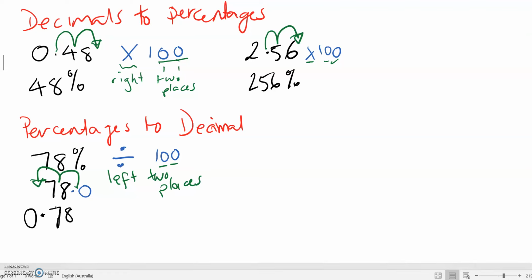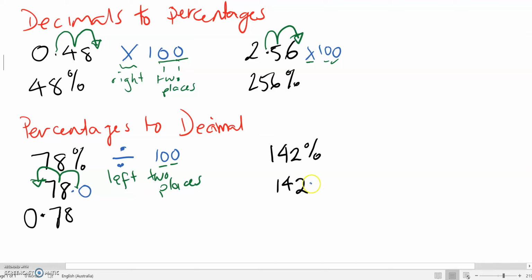As another example, if we had 142%. Same deal. We treat the 142 as a whole number itself, 142, remembering that there would be a decimal point with a 0 at the end of that. And we pick that decimal point up and we move it 2 places left, and it sits between the 1 and the 4, so our decimal would be 1.42. Okay, so I'm hoping that actually makes a bit of sense.